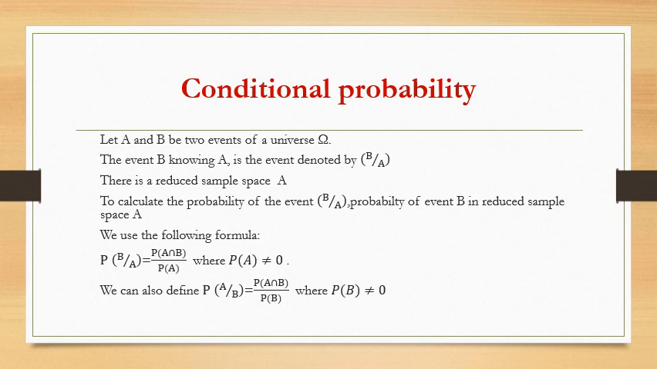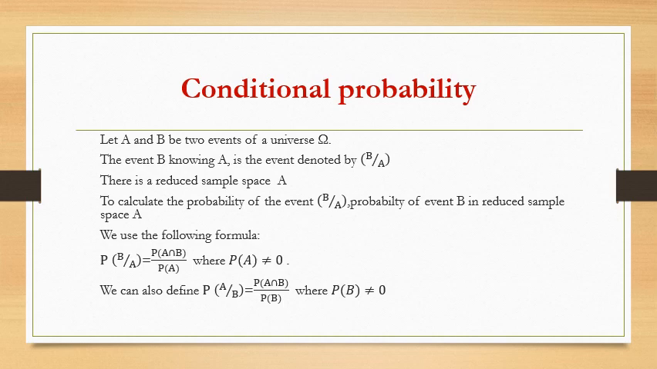There is a reduced sample space A. To calculate the probability of event B such that A, probability of event B in reduced sample space A, we use the following formula. Probability of B knowing that A equals probability of A intersection B over probability of A, where definitely probability of A is different from 0.